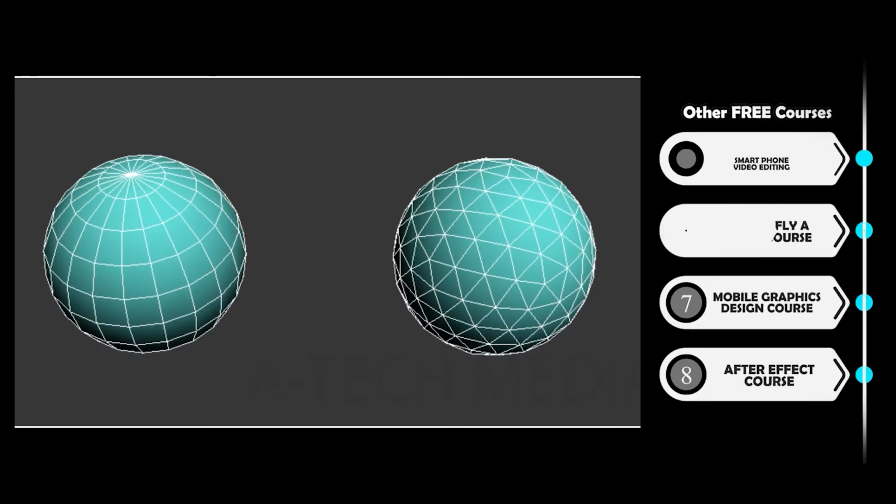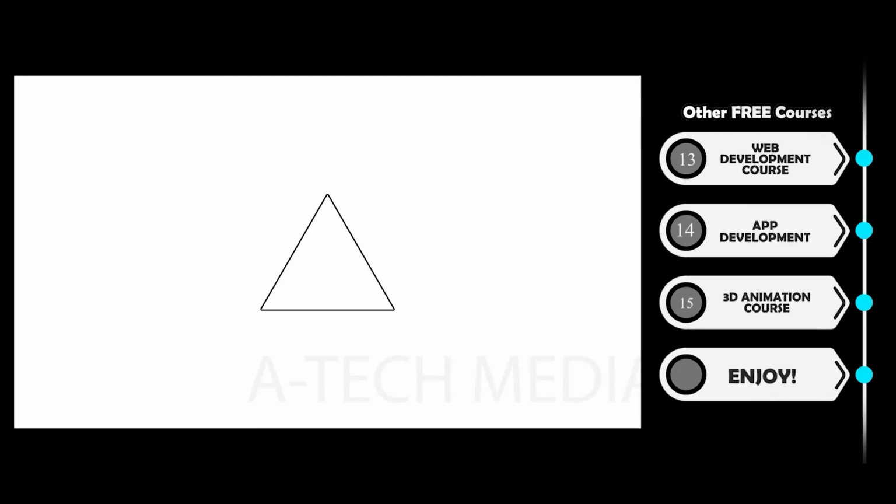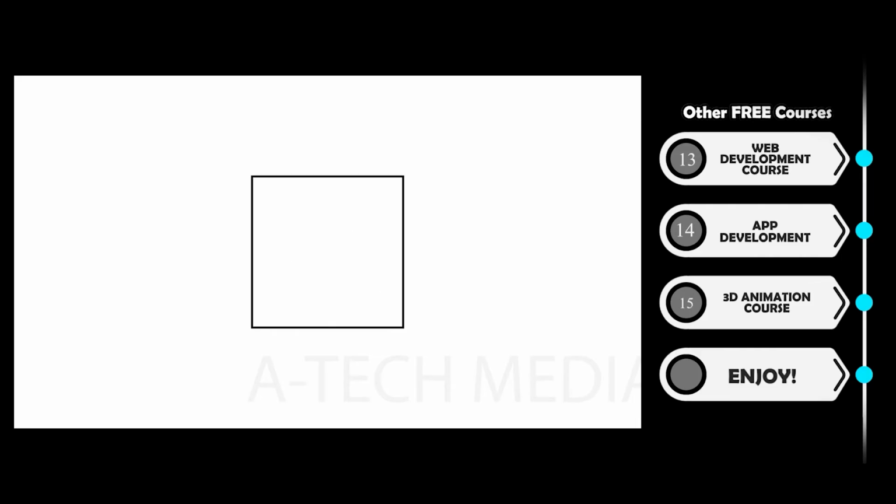But the best and most optimal way of creating a 3D model is to make sure that that model is made up of triangles or quadrilaterals. Now a triangle on its own, or let's just say a quadrilateral on its own, doesn't exactly create a 3D shape. It's just like a square. It doesn't have a form yet.